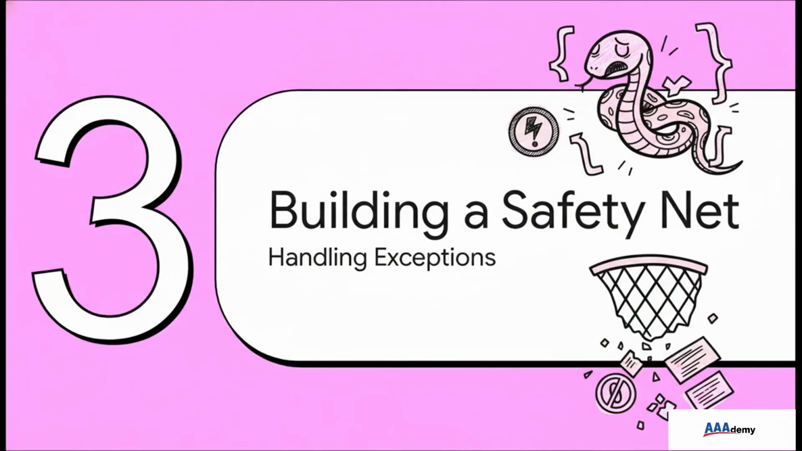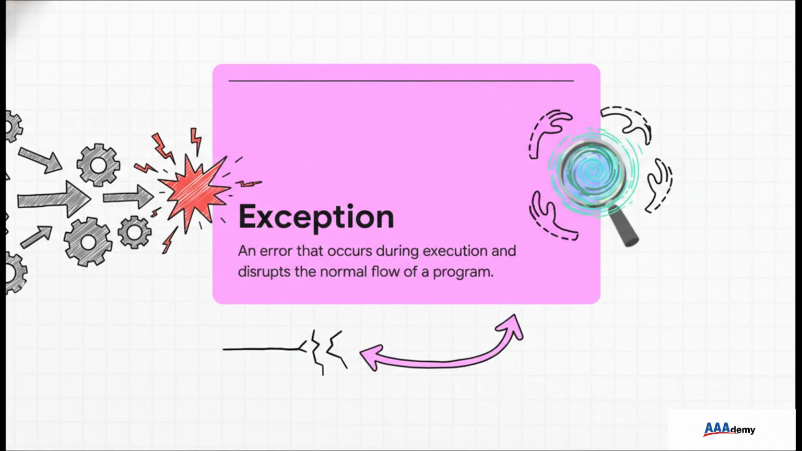All right, so we've organized all our messy logic using functions. That's awesome. But what about when things inevitably go wrong? What happens when a user tries to divide a number by 0, or they type in "hello" where a number is supposed to go? That's where we build our safety net, using Python's exception handling. So here's the key idea. An exception is an error that happens while your program is running, and if you don't handle it, it literally stops everything. Dead. The program just crashes and burns. Our goal is to catch these exceptions before they can bring the whole thing down.